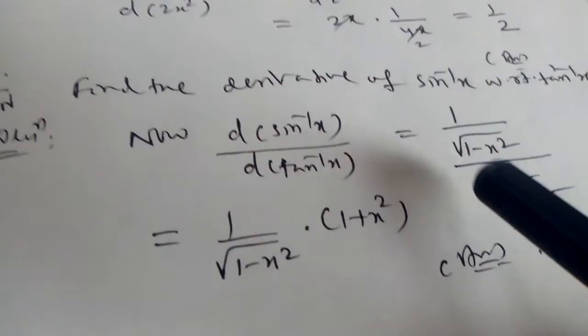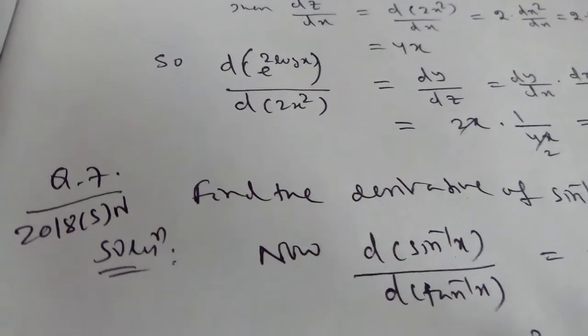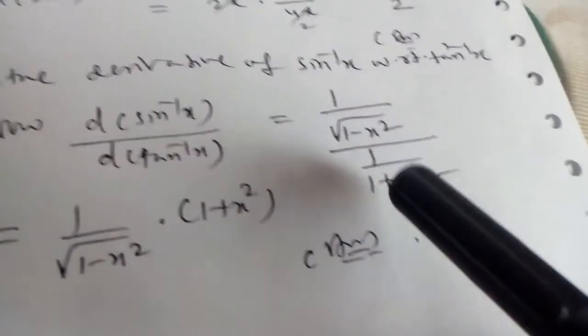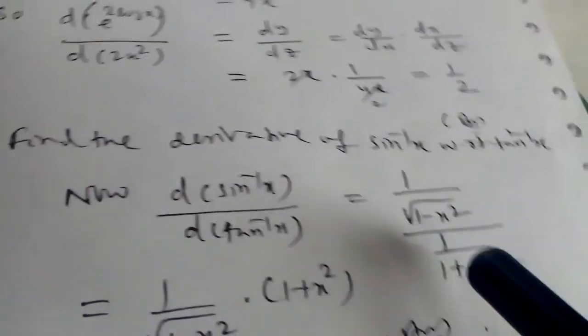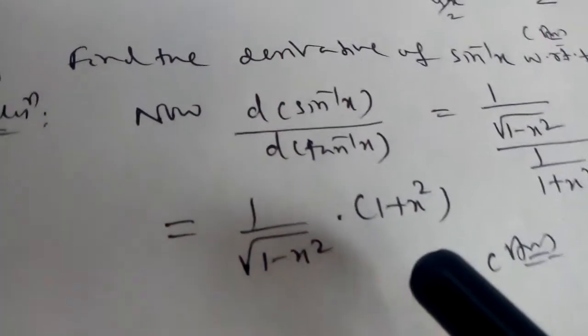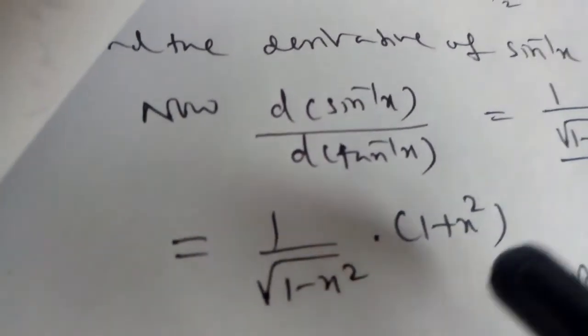Next question is question number 7. Find the derivative of sin inverse x with respect to tan inverse x. And this question is of the year 2018 summer new. Now derivative of sin inverse x divided by derivative of tan inverse x is equal to 1 by root over 1 minus x square, whole divided by 1 by 1 plus x square. And this is the shortcut method. So this is equal to 1 by root over 1 minus x square into 1 plus x square. And this is the answer.